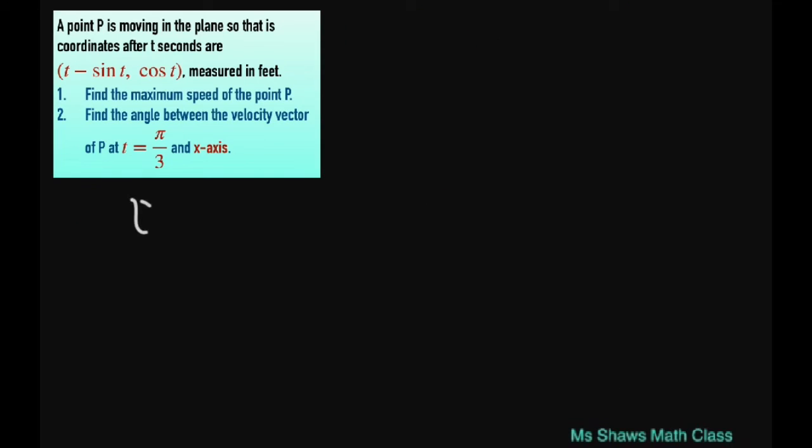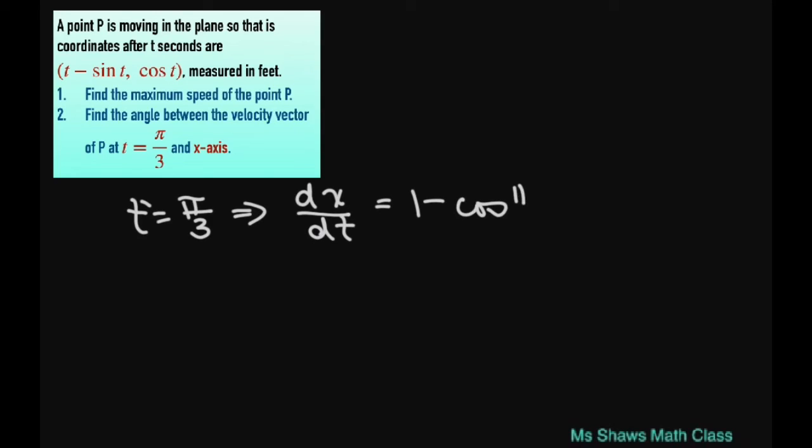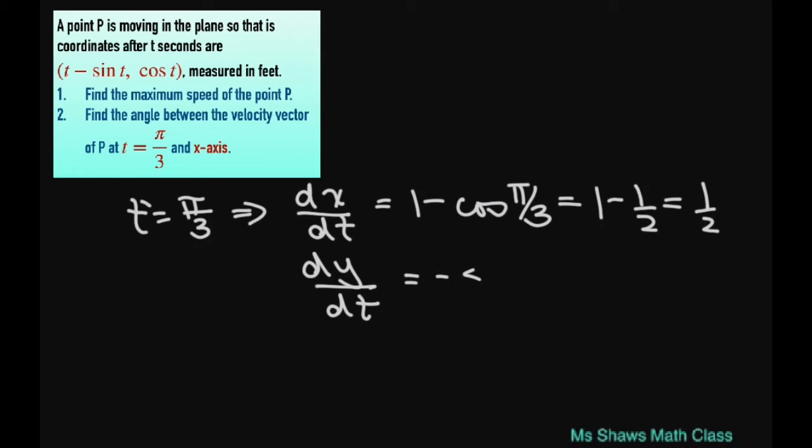For t = π/3, the derivative of x with respect to t equals 1 − cos(π/3), and that's going to equal 1 − 1/2, which equals 1/2. And at t = π/3, the derivative of y with respect to t equals −sin(π/3), which equals −√3/2.